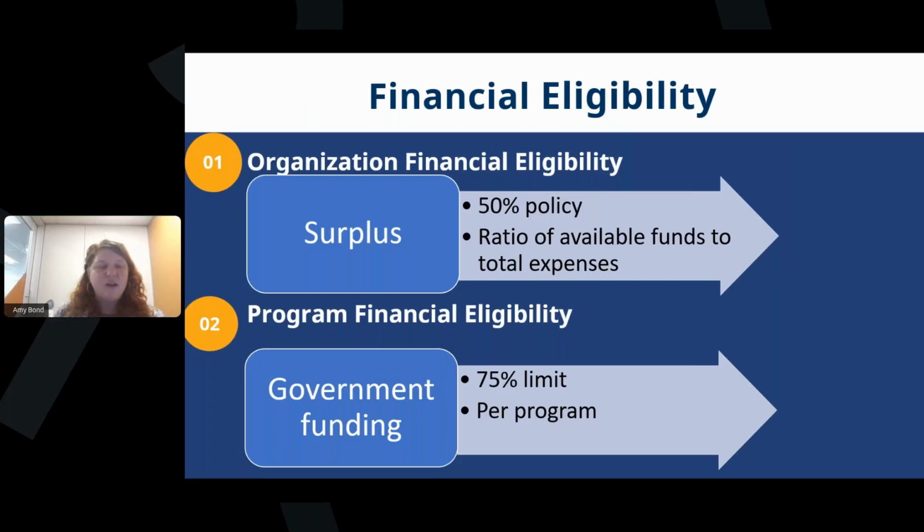The second criteria is the program financial eligibility. So this calculates how much government funding supports each program that you apply for to ensure that only community programming is being funded. So we're not topping up any government programs, and it's not being funded over that limit. We're looking to see at least 25% community contributions at a program level.